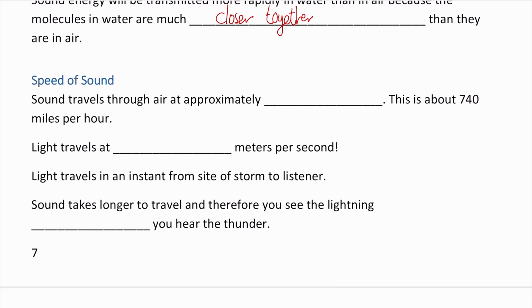Sound is very fast. The speed of sound in air is about 330 metres per second. In other words, it goes 330 metres every second. It's not exactly that. It can be a bit faster, a bit slower. It depends on the temperature and humidity and air pressure and all sorts of things like that. But that's roughly the speed, which is very fast, about 740 miles an hour.